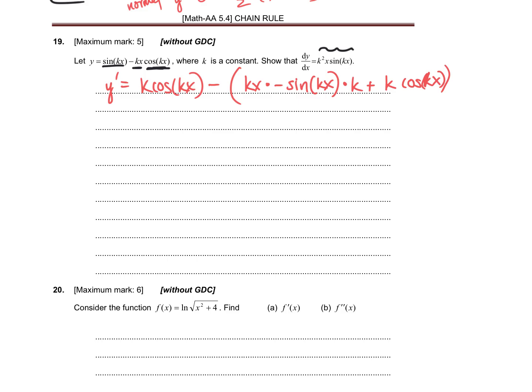So then we just have to simplify this down. So k cosine kx. Actually, we're going to have k cosine kx minus k cosine kx. So those cancel. And then we're going to have negative, like the whole, nope, it's actually positive because negative is positive. Then we're going to have k squared x sine kx.